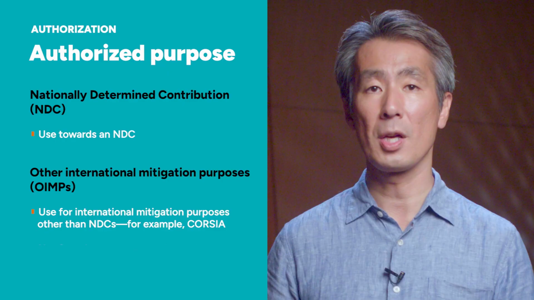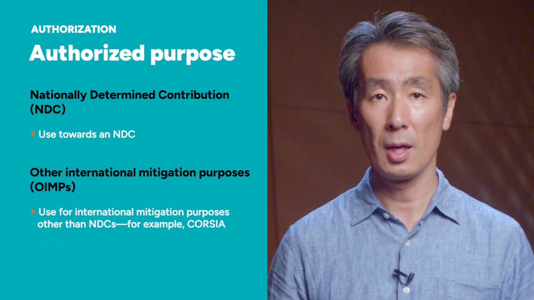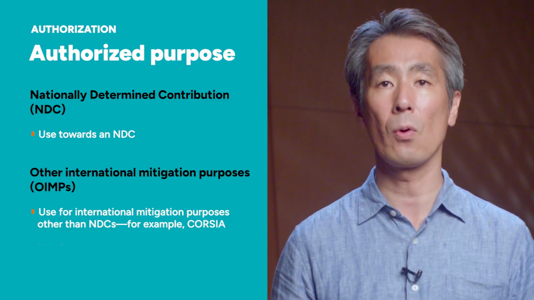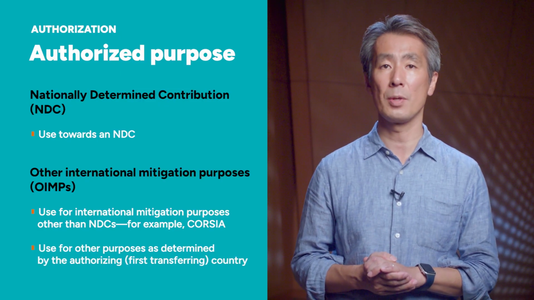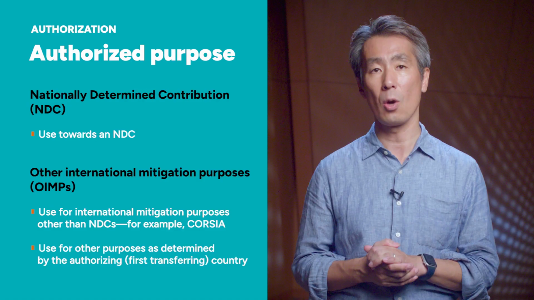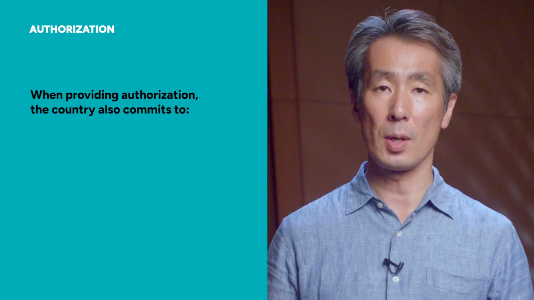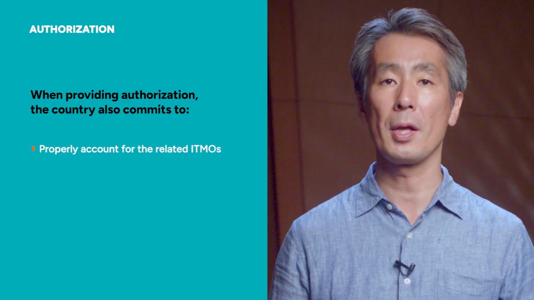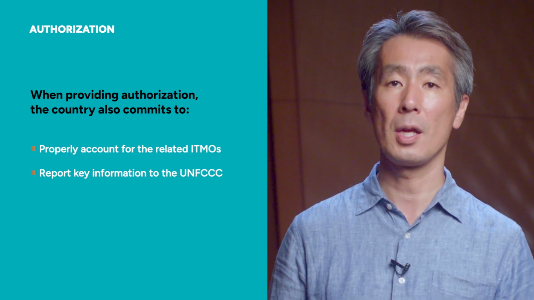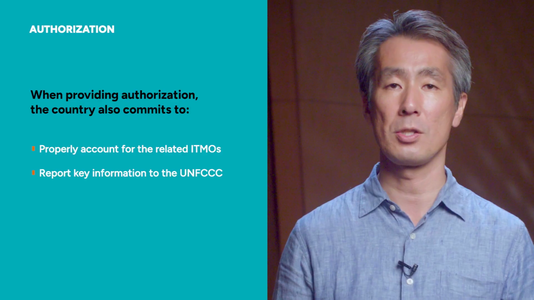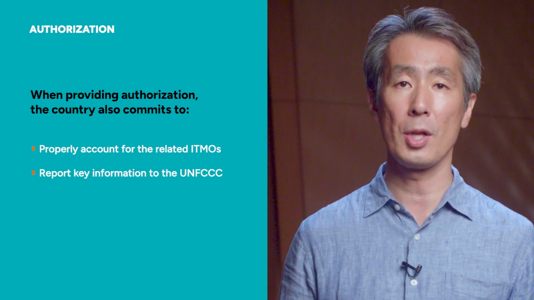Use for international mitigation purposes other than NDCs, for example, to comply with CORSIA, the Carbon Offsetting and Reduction Scheme for International Aviation under ICAO, or use for other purposes as determined by the authorizing entity, such as voluntary offsetting by companies or subnational governments. When a country provides authorization, it also commits to properly account for the ITMOs and to report key information to the UNFCCC, the United Nations Framework Convention on Climate Change. This helps ensure transparency, accuracy, and avoidance of double counting.